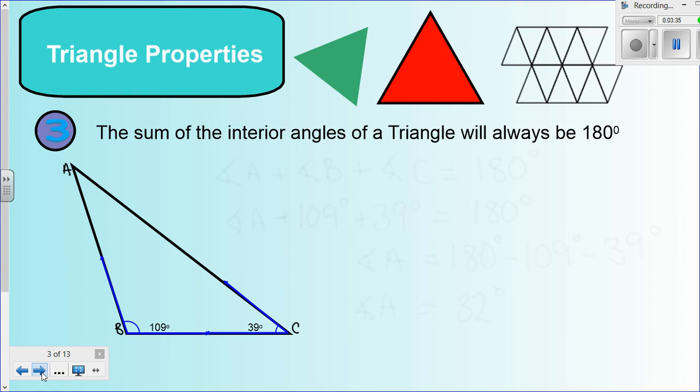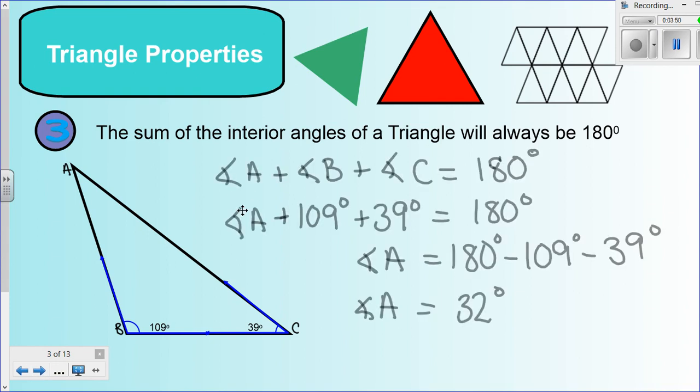So the fact that we know that the inside angles of the triangle will actually equal 180 degrees, we can figure out the angle A by taking 109 and taking 39 degrees and subtracting them from 180. So as you can see here, we have angle A, angle B, and angle C equaling 180 degrees when we add them up. Once I subtract 109 degrees and 39 degrees from 180, we're left with 32 degrees, which is the measure of angle A.